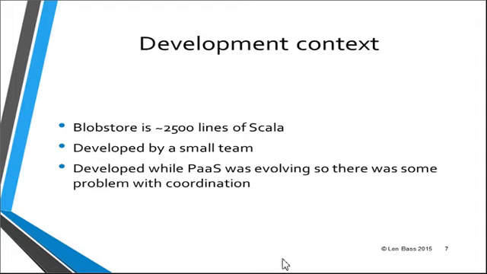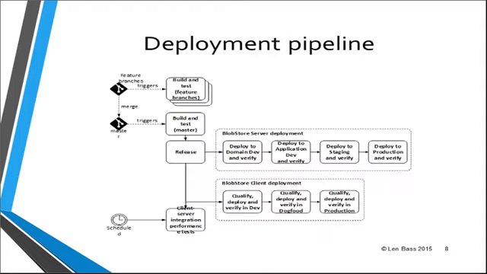So Blobstore is 2,500 lines of Scala. Scala is a functional programming language, and it was developed by a small team. And as I said, it was developed while the platform was evolving. If you look at the deployment pipeline, the top part are features of Blobstore, and those are tested, and then they're merged into the main part of Blobstore. This is over here in the picture. And then that's built and tested, and then it's released.